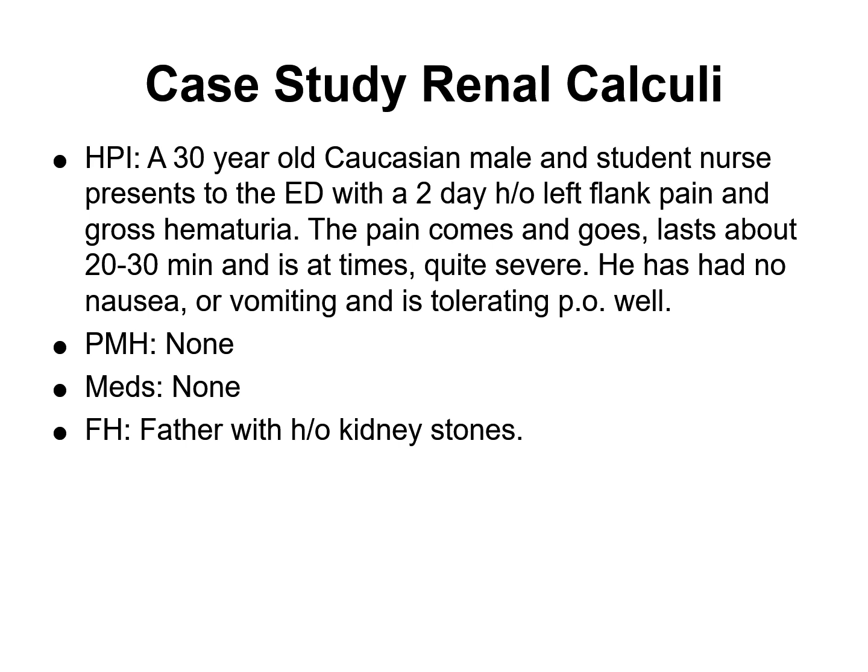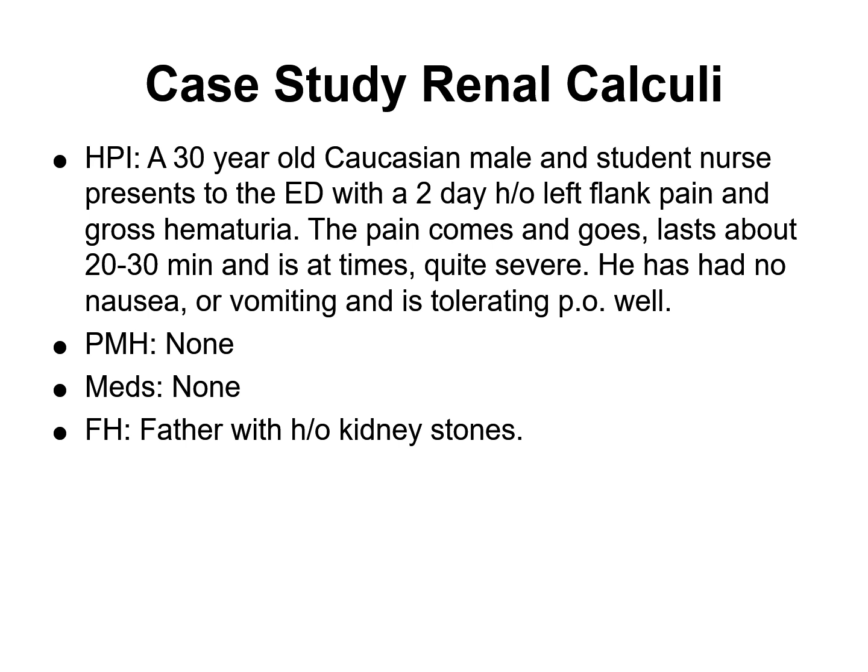This guy is a Caucasian male, and he's a student nurse. Well, nurses are always busy, busy, busy. He came to the ED, and he had a 2-day history of left flank pain and gross hematuria. Now, a stone will cause irritation of that ureter, and that can cause bleeding. So he was having bleeding. He said the pain comes and goes and lasts about 20 to 30 minutes and is at times quite severe. He has no nausea or vomiting, and he's tolerating PO fluids well.